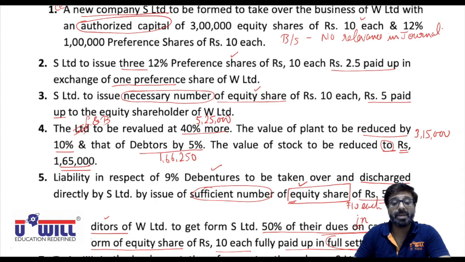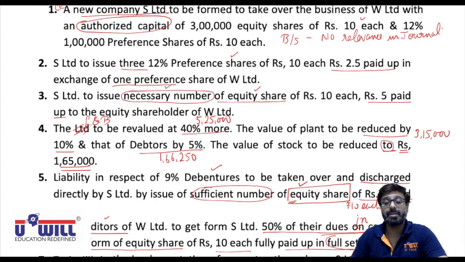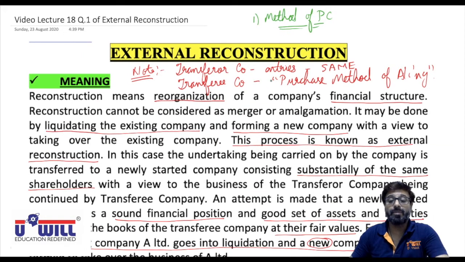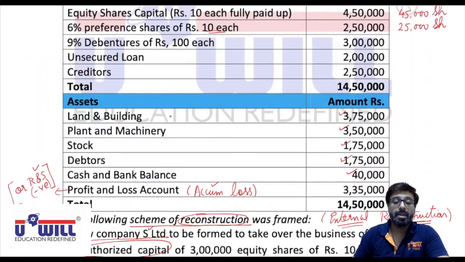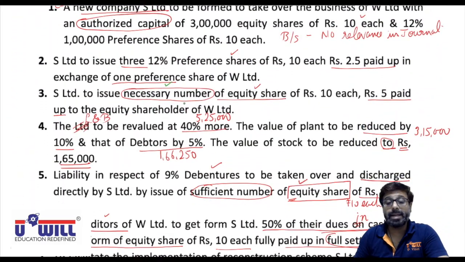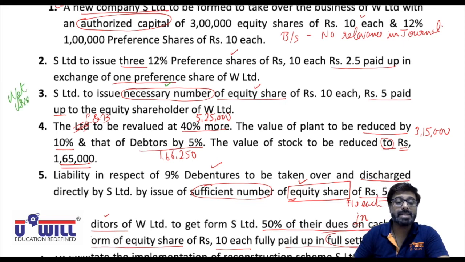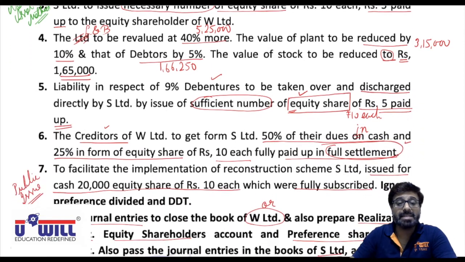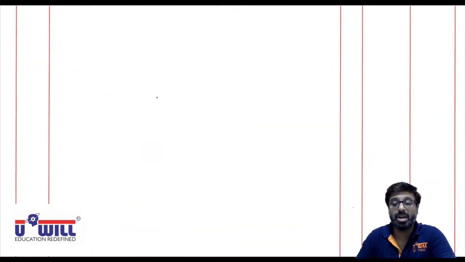Now, since in adjustment 3, the details of the number of equity shares are missing, we will be following the net asset method of purchase consideration. I repeat, because in adjustment 3 the details of the number of equity shares are missing, we will be following the net asset method of purchase consideration. Now, as in the order we always make the workings, let's go ahead with that.